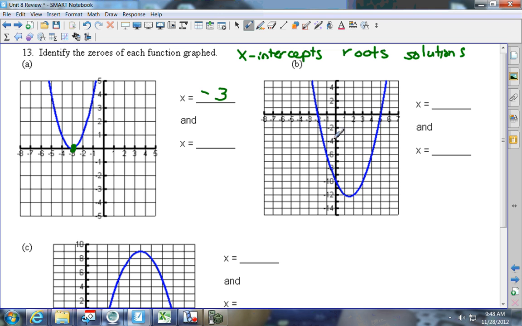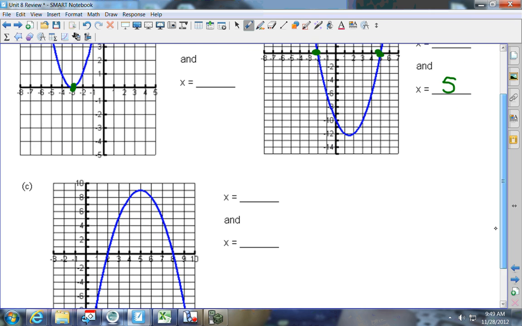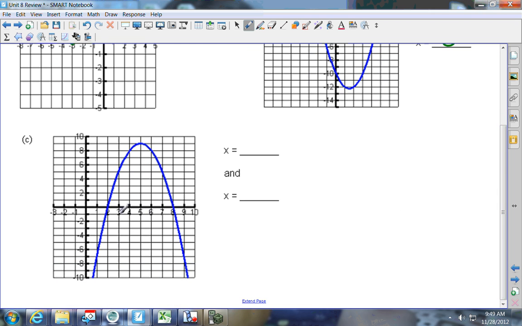This next one over here has 2 solutions. It crosses at -2 and at 5. The next one, C, crosses at 2 and at 8.